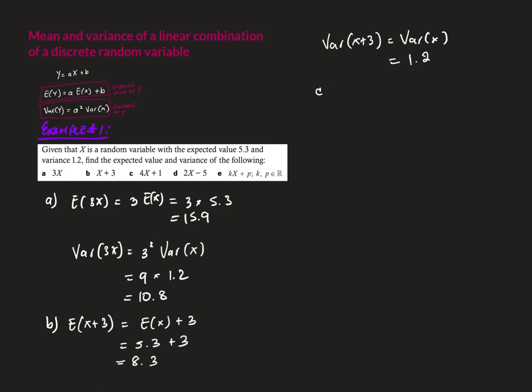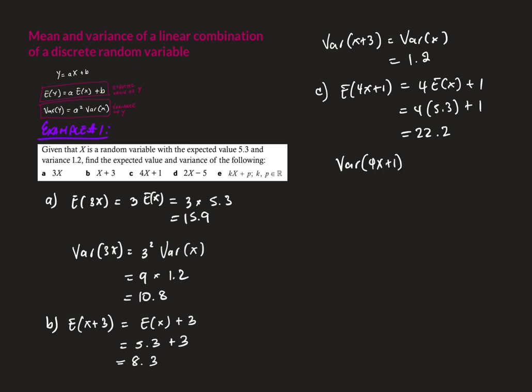Then in the third case, we have 4x plus 1. We found that the expected value would be 4 times the expected value of x plus 1. That is 4 times 5.3 plus 1. And that is 22.2. Then the variance for this variable 4x plus 1 is going to be 4 squared times the variance of x. So it's 4 squared times 1.2. And that is 19.2. Take a look at the remaining variables that we have in D and in E. Now it's your turn. Can you find the expected value and the variance for these two random variables?